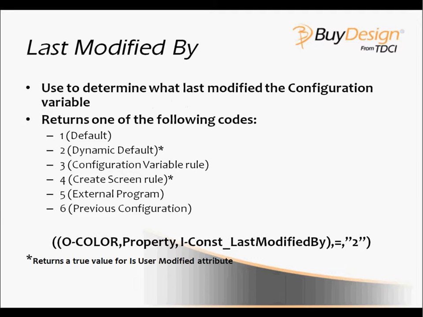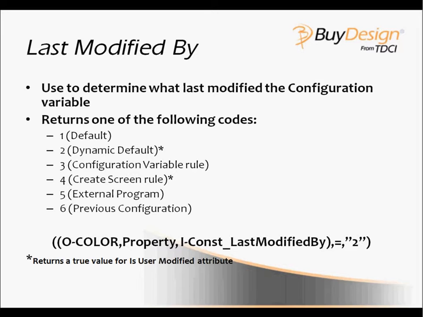Last modified by. We're going to use this particular constant variable with the property operator to determine who did the modification of this configuration variable. We're going to stick with O-color there. O-color was shown on a screen. The user inputted a value. When I use my expression, it's going to return a value of 4, letting me know that this particular variable, color, was displayed on the screen, and the user inputted the value.